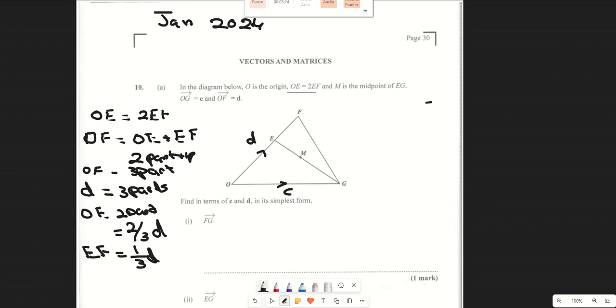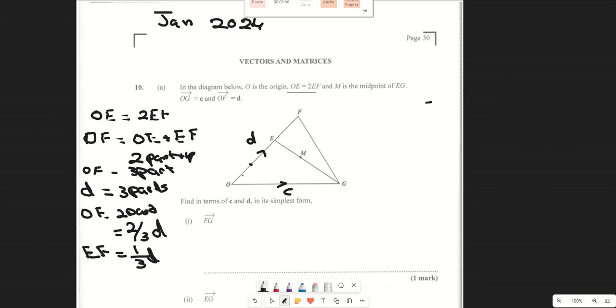This is the major part. When they say that OE is equal to 2EF, you think about it like parts. OE is 2EF, and EF would be 1EF. So if you think about it, there are 3 parts, split up into 3 parts if you're thinking about it as EF. So this would be a third and a third and a third would make up 1. So OE would be 2/3 and EF would be 1/3 of D.